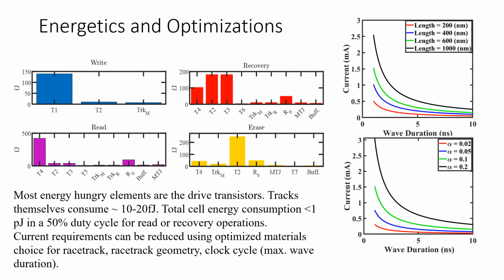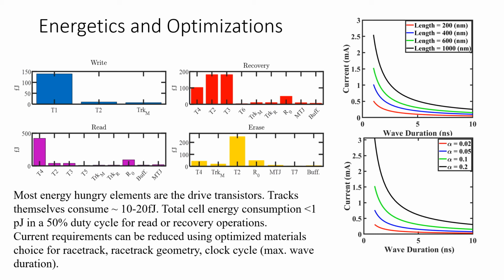What I'm showing you in the left panel are the 4 operations, assuming about 50% duty cycle for a very typical racetrack size. I think we consider about 600 nanometers. If you look at the labels, T1 to T4, if you go back to the poster, you'll see that those are the transistors. The track labels TRK are the recovery tracks, showing the joule heating, or joule dissipation, that happened in the tracks. You can see that those are very small, 10 to 20 femtojoule.